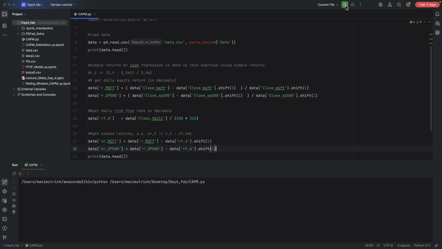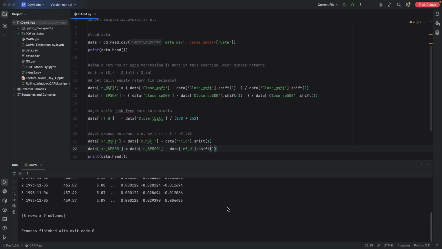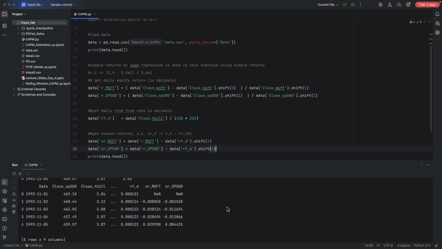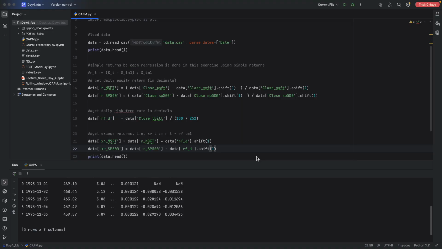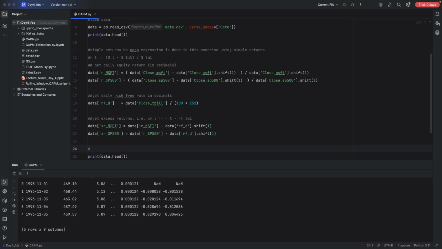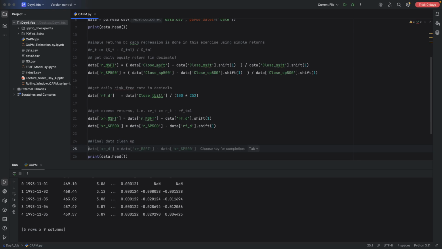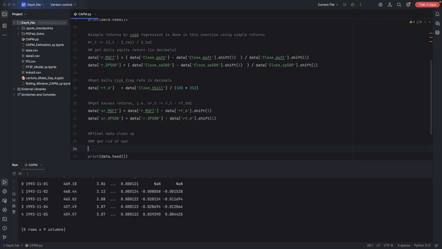RSP 500. Okay. And now I would, so final data cleanup. So get rid of the none values. So I would just drop the none.